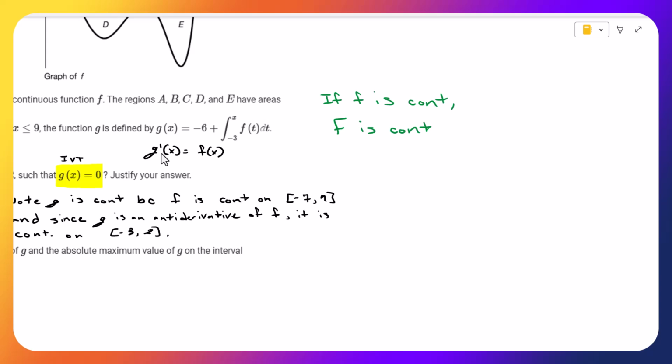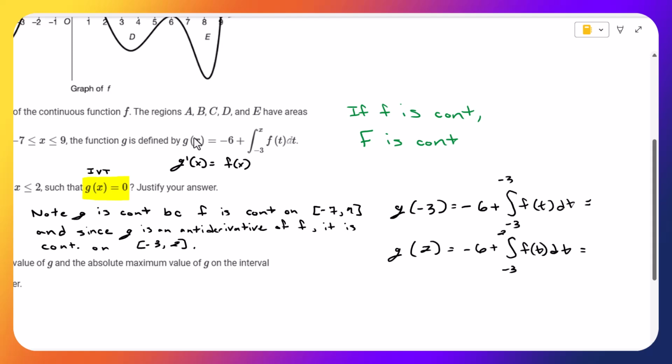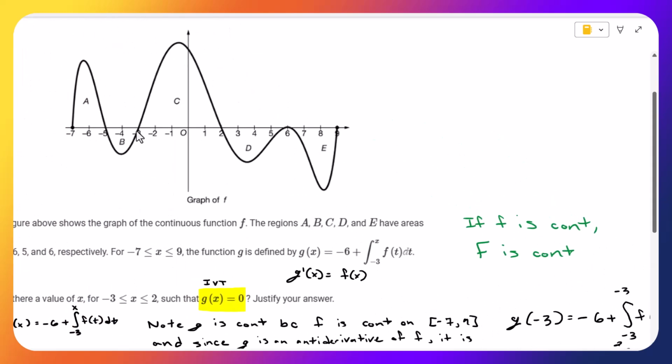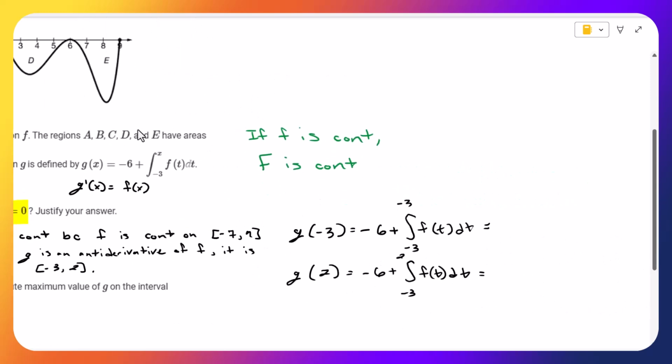And well, how do we get this? Remember our integral is our area under our curve. Okay, so we want the integral from -3 to -3. Well, that's from here to here. Obviously, this area under the curve is going to be 0. We're not moving anywhere, so this one just equals -6.